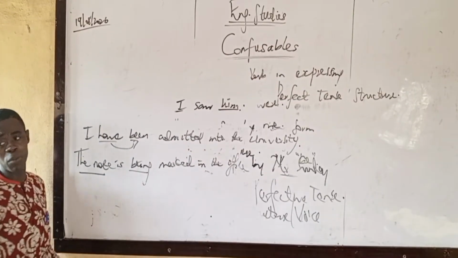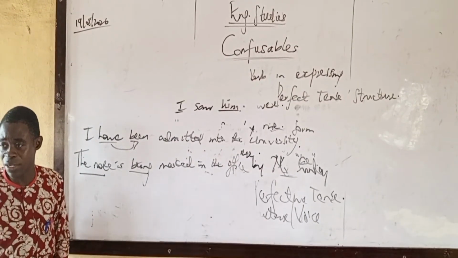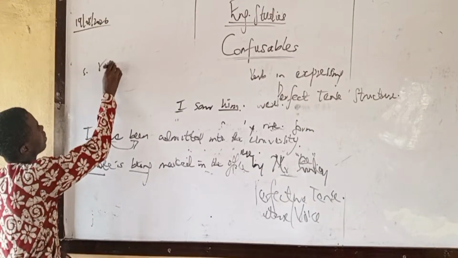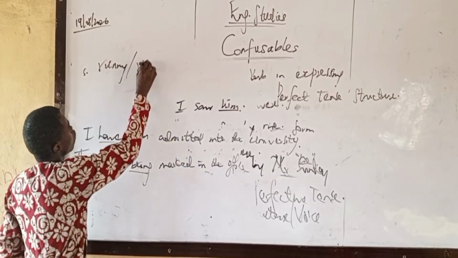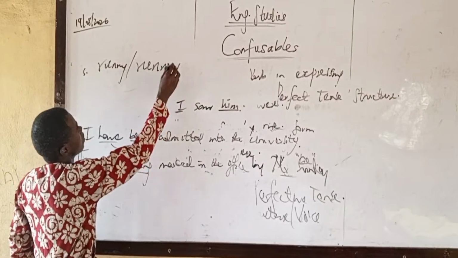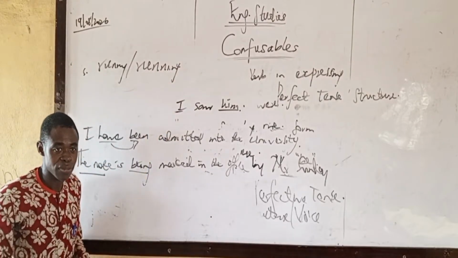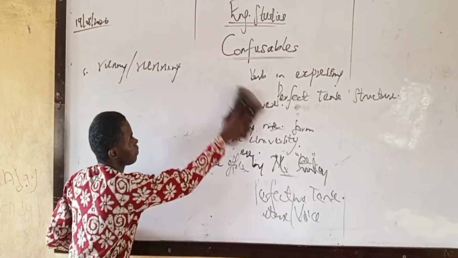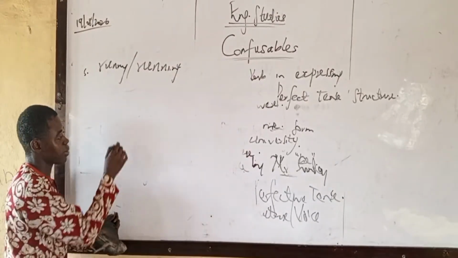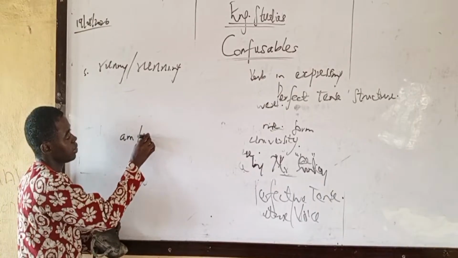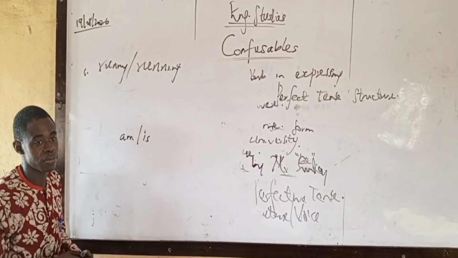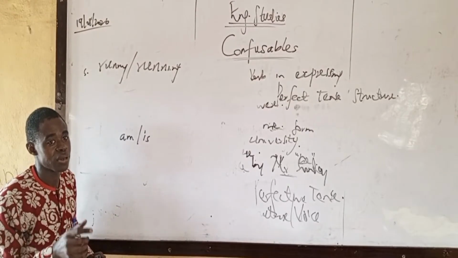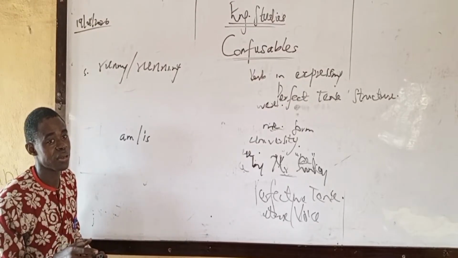Quickly, the next number. When we get to 10, we shall stop. Number 6: running versus running. Sir, is the present form am and is? We just say is, am and are are present tense.